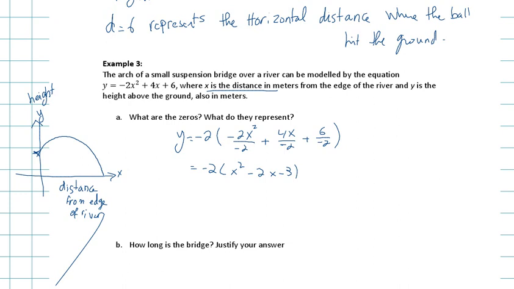Are we okay up to this point? You good. Okay. What are we looking for? Something that multiplies to negative 3 and adds to negative 2. The negatives are very important. Negative 3 and positive 1.